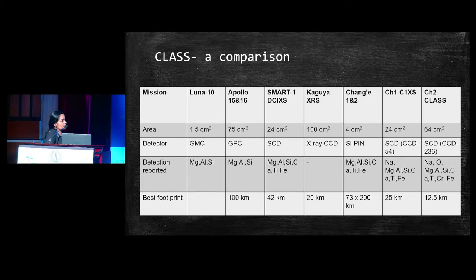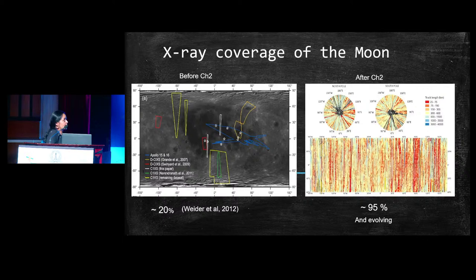There was CIXS on Chandrayaan 1, which performed very well indeed, but the mission itself lasted only 9 months, and solar activity was very low, so I think in total we had 32 flares, and results have been very limited. Next we have Chandrayaan 2 CLASS, whose design came from all this previous experience, working on Chandrayaan 1 CIXS. We use novel detectors called swept charge devices, and today we have detected all the major elements. Apart from that, even some minor elements, and we have the best footprint, 12.5 kilometer. Compared to all the earlier ones, that's the best map we are generating.